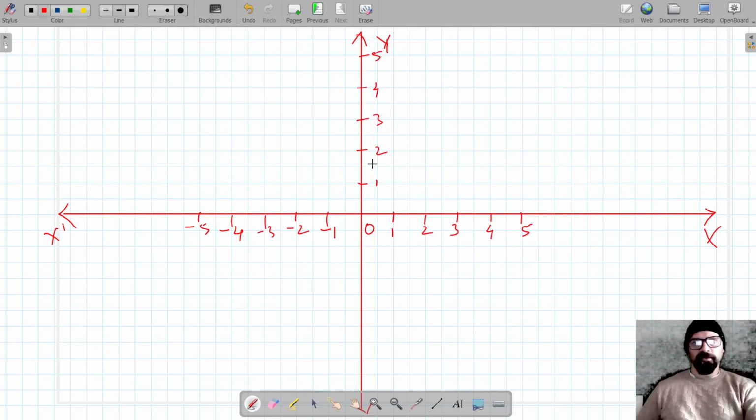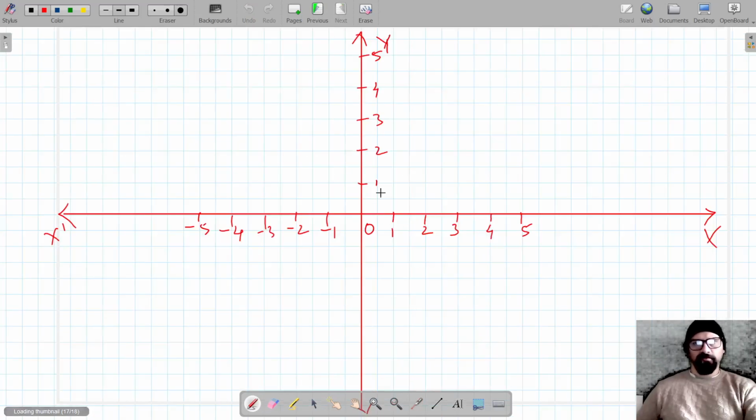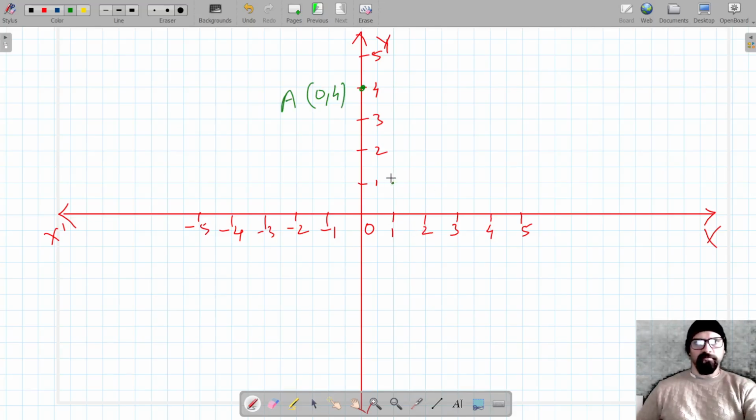Okay, next one. So we have to plot. It says that the first point is A (0, 4). 0 comma 4 means this is on the y-axis. So this is the point 0 comma 4, which is point A. Okay, next one is B (1, 1). So 1 comma 1 is here. So this is B (1, 1). Next is C (4, 0). So this is C, which is 4 comma 0, and it's on the x-axis.